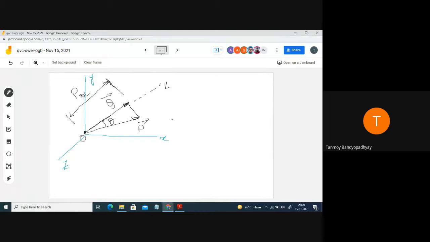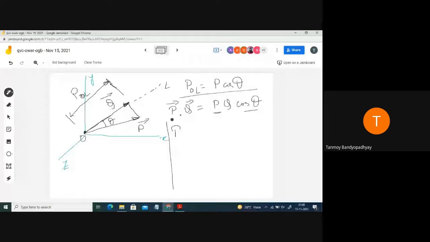So this POL should be equal to P cos theta. Let us find out the dot product of these two vectors. The dot product P dot Q is equal to PQ cos theta. So what is this P cos theta? This P cos theta corresponds to the projection of the force in the A direction.